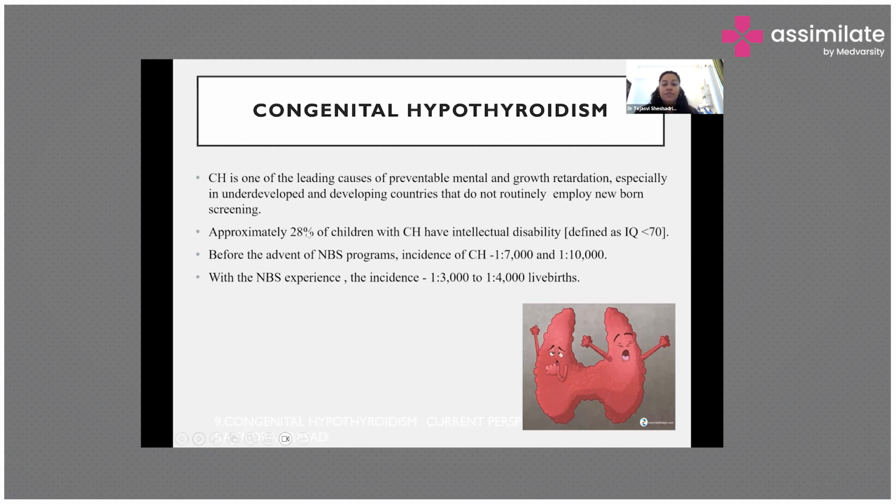As I mentioned, 28% of children with congenital hypothyroidism have intellectual disability. Before the advent of newborn screening, the incidence was 1:7,000 to 1:10,000. With newborn screening, which has picked up more children with congenital hypothyroidism, the true incidence they say is 1:3,000 to 1:4,000 live births.